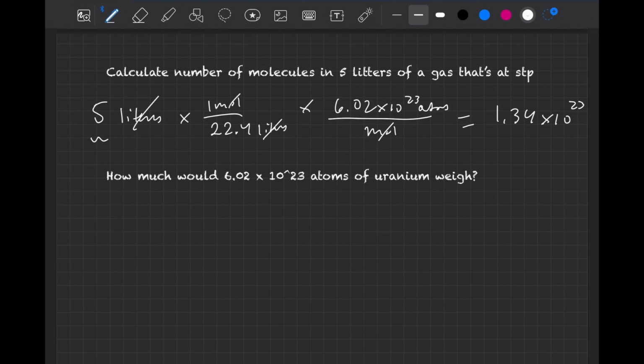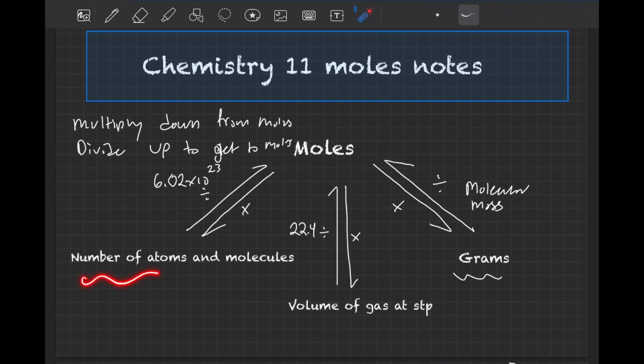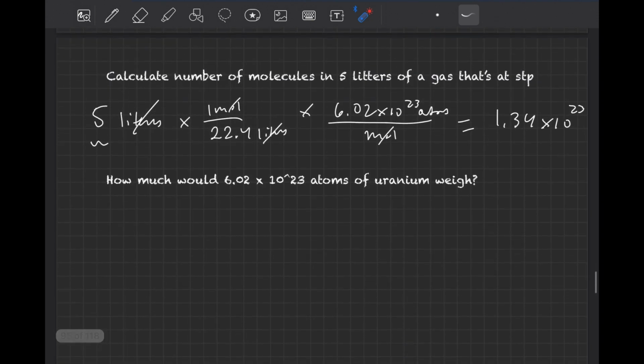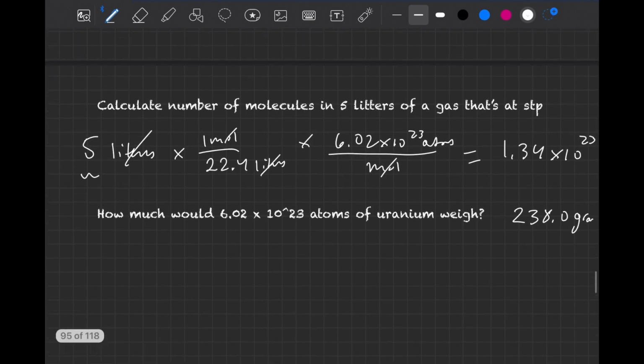So how much would 6.02 times 10 to the 23 atoms of uranium weigh? So whenever it's a weight question, and you're given the number of atoms, you've got to go to moles, and then you've got to go from moles to the grams. So we're going to divide by Avogadro's number on the way up, and then multiply by the molar mass on the way down. And for uranium, element number 92, the molar mass is 238 grams per mole.